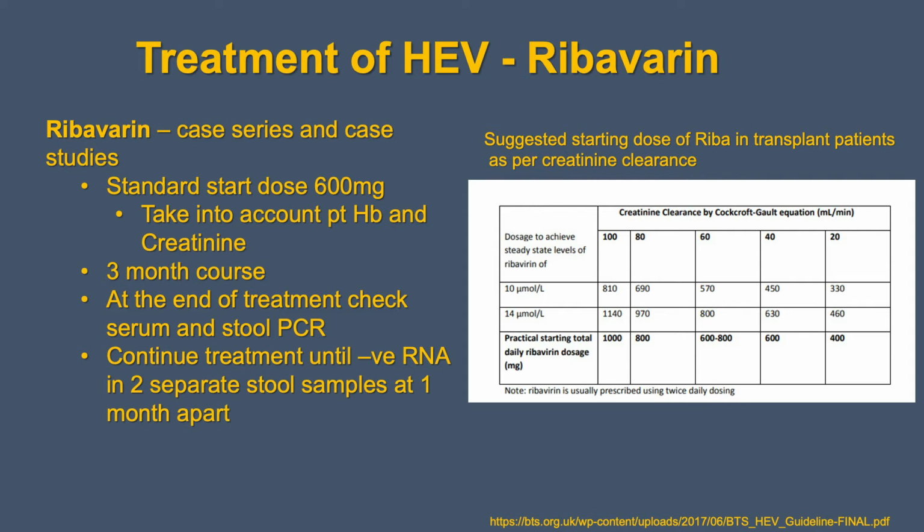At the end of the 3-month period, you should check both plasma and stool for clearance of the hepatitis E RNA. If the patient has still got positive RNA in stool at the end of the 3-month treatment period, as I've said already, that is associated with the risk of relapse. And the recommendations now are that treatment should not be stopped until there's a negative RNA in stool on 2 occasions, 1 month apart.